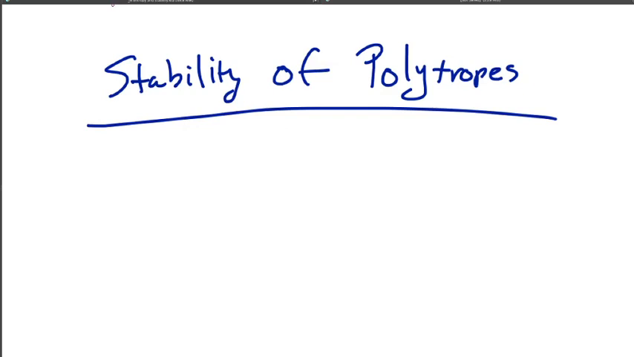Armed with some knowledge about entropy and how entropy is related to stability, we're going to return to polytropes and consider whether a polytrope is stable or unstable. At various times, I've asked you to consider, given a particular polytrope and using your intuition, to guess whether this will be a stable or unstable situation. Now we're going to learn some reasoning to back up that intuition.